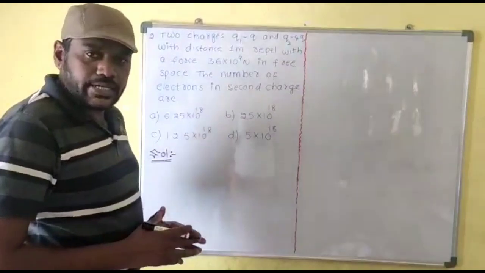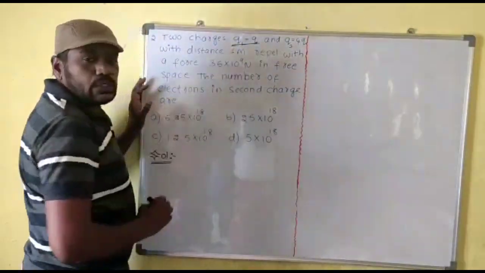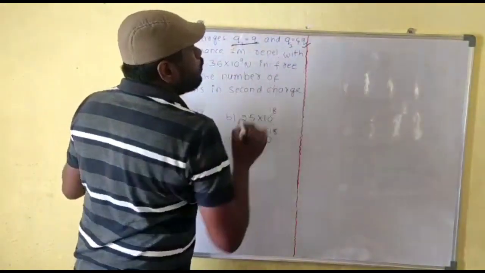Now let us start the second problem. Two charges, Q1 is equal to Q and Q2 is equal to 4Q.